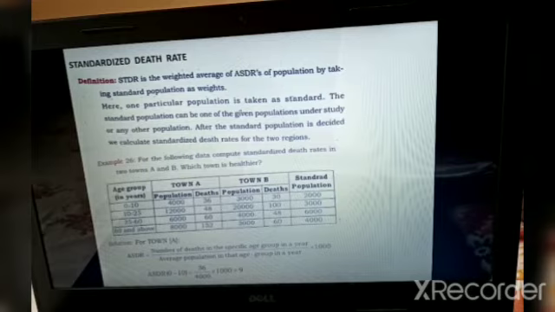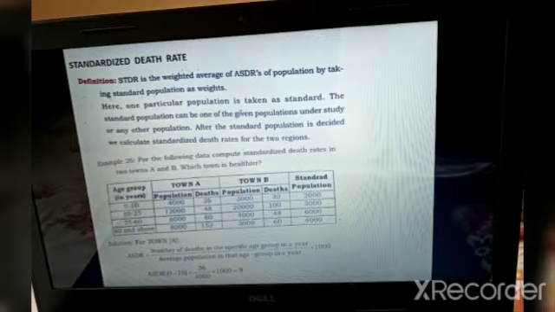The age groups are given as 0 to 10, 10 to 25, 25 to 60 and 60 and above. For town A, the population and deaths are given. For town B, and the standard population are given. So for town A, first we calculate the age specific death rate.